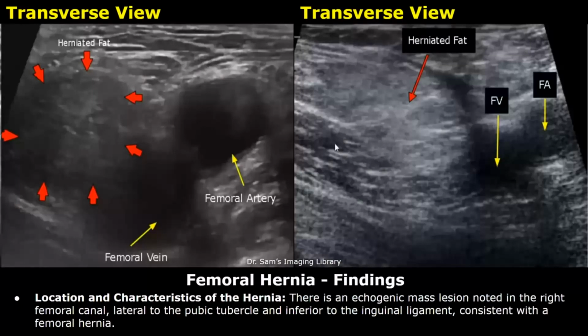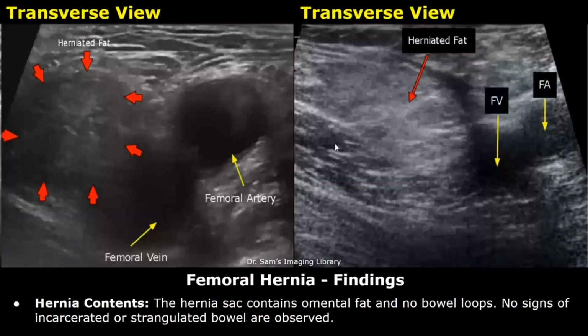Here are the findings. Location and characteristics of the hernia. There is an echogenic mass lesion noted in the right femoral canal, lateral to the pubic tubercle and inferior to the inguinal ligament, consistent with a femoral hernia. Hernia contents. The hernia sac contains omental fat and no bowel loops. No signs of incarcerated or strangulated bowel are observed.